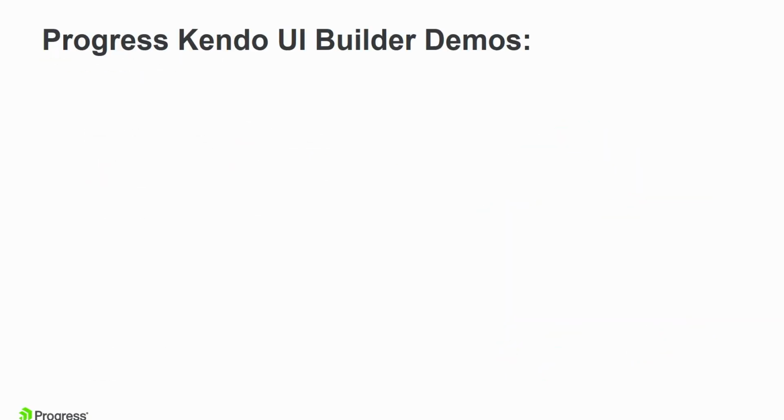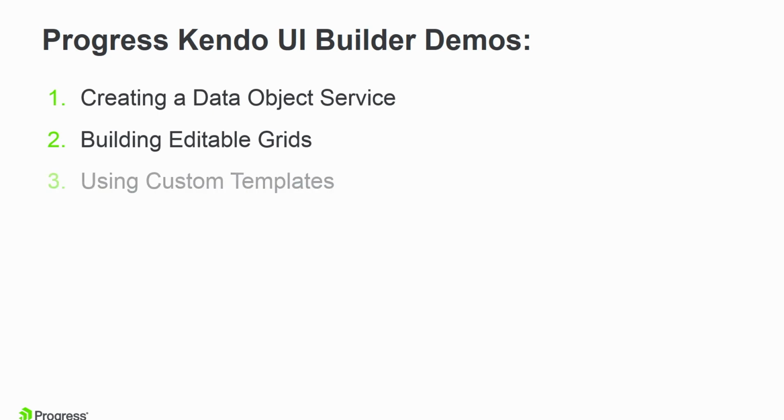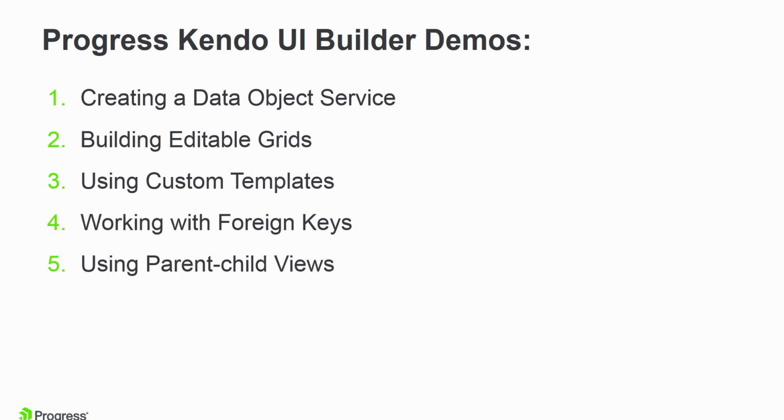In this series, we will demonstrate how to use the basic capabilities of Kendo UI Builder. This includes creating a data object service, building editable grids, using custom templates, working with foreign keys, parent-child views, and working with charts. Each video is about 10 minutes long and can be watched individually or as a series.